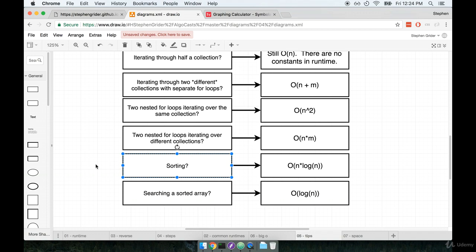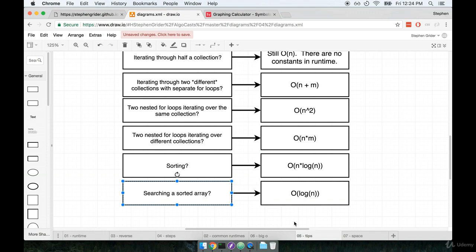So for every sort operation, the best runtime complexity we can have for sorting something is n log n. So if you have an algorithm where you have to sort something, chances are you will probably see a term like this inside there.